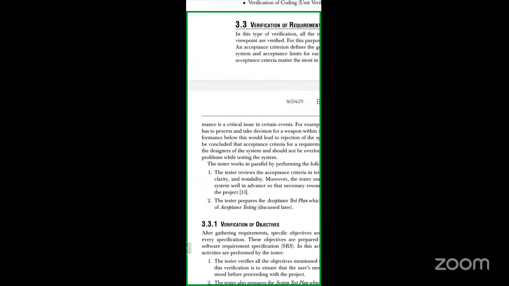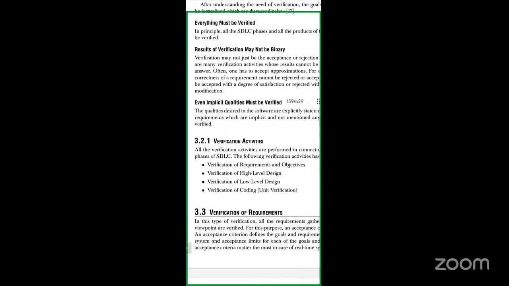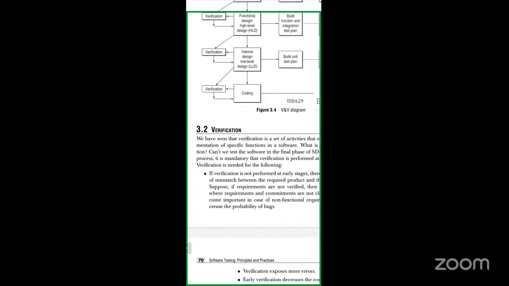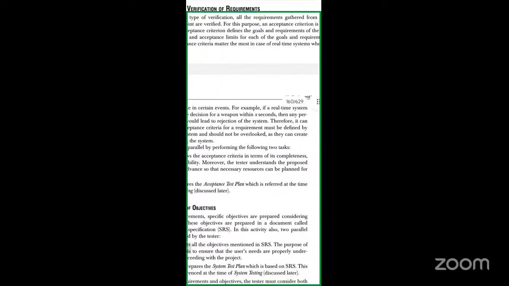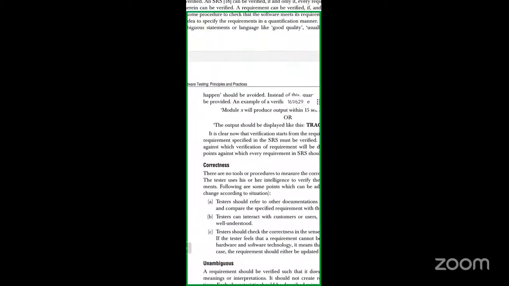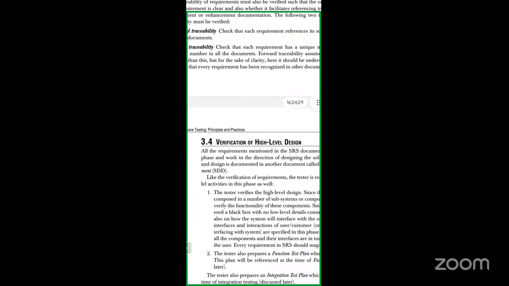Okay, so that is verification of requirements. So we are going to verify each and every aspect related to our requirements. Clear? Yes, sir. Right. So quickly moving on to the next one, that is verification of high level design.